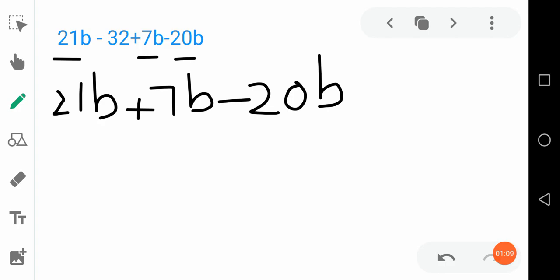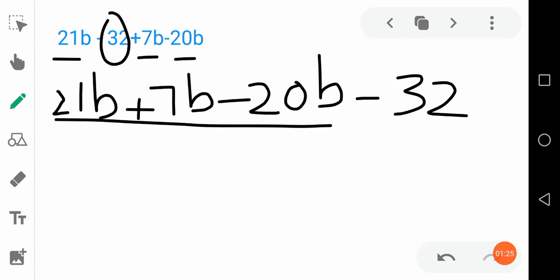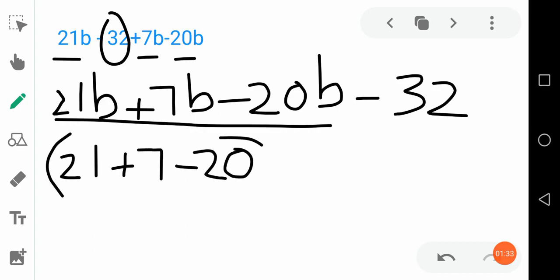Okay, now what is left? Negative 32 is left, write it, that is negative 32. That is it, you just rewrite it. Okay, so 21b plus 7b minus 20b. Now, what you have to do is like terms you are going to simplify. That means you will write the number parts: 21 plus 7 minus 20. Write it in one bracket and write the variable part outside.